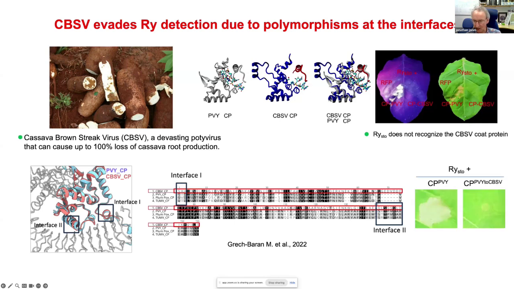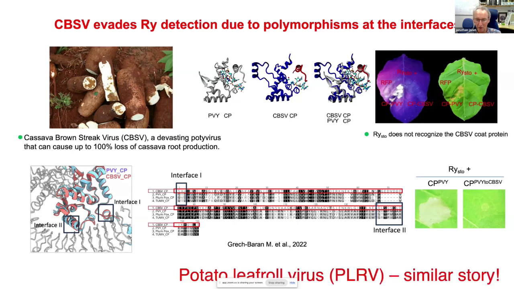So what we're trying to do now is to evolve Ry so that it can recognize the cassava brown streak coat protein, because that might be quite a useful way to control that disease. It's a work in progress.